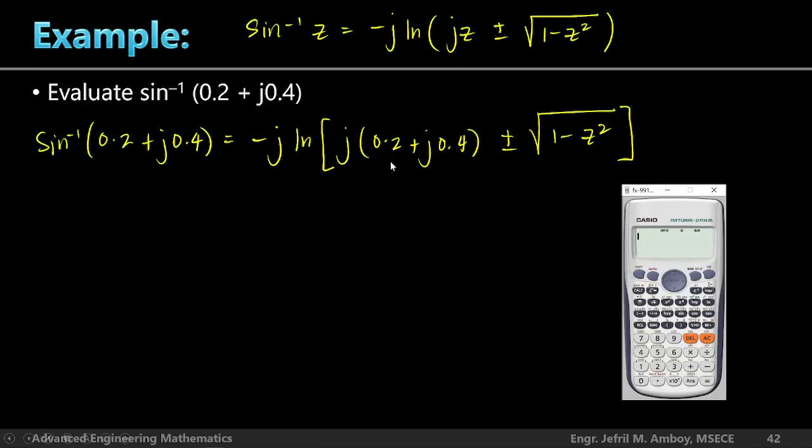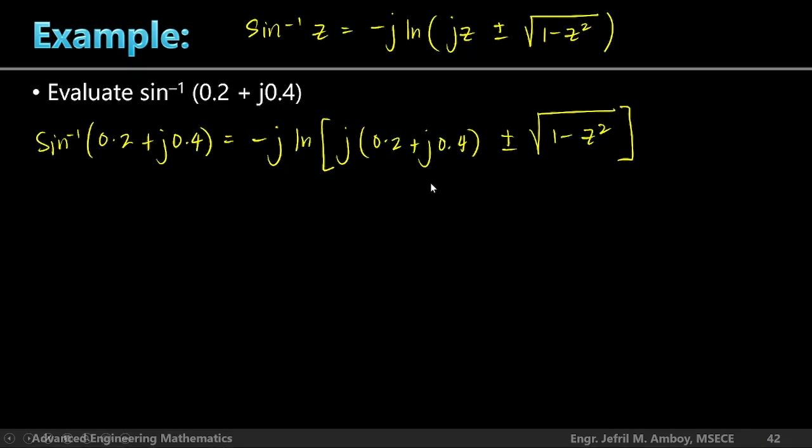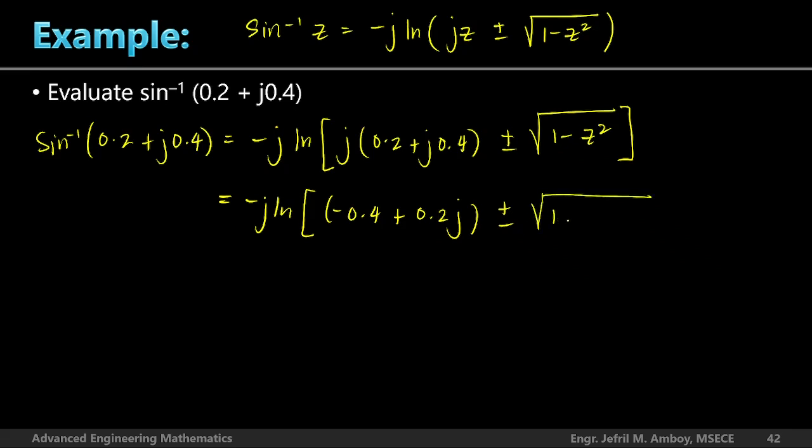Unahin nating i-evaluate yung nasa loob ng parenthesis na to. So, ito muna, j times this. Okay, so pwede naman gawin natin yan ng manual, no? Mano-mano na lang. So, copy ko lang to, negative j times ln of, okay, this becomes, j times j is negative 1, kaya magiging negative 0.4 plus 0.2j or j0.2 and then plus minus square root of. Okay, kaya bang kumuha ng calculator ng square root? Hindi rekta. Kaya dapat 1 minus, yun munang nasa loob ng square root yung ating i-evaluate.